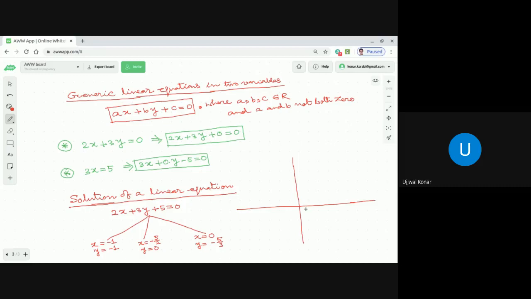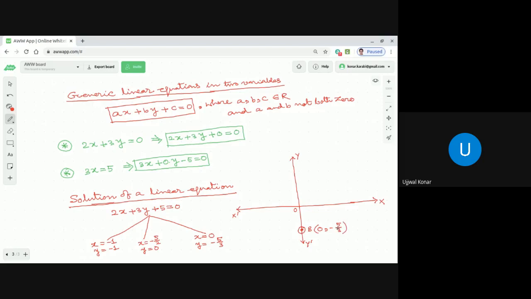Okay. So let's take 2 points. This is the x-axis, x dash, this is the origin, and we get y dash. Correct? Now when x is equal to 0, then y is equal to minus 5 by 3. So it will be somewhere like this point. Suppose this point we call point B, that is x is equal to 0 and y is equal to minus 5 by 3.